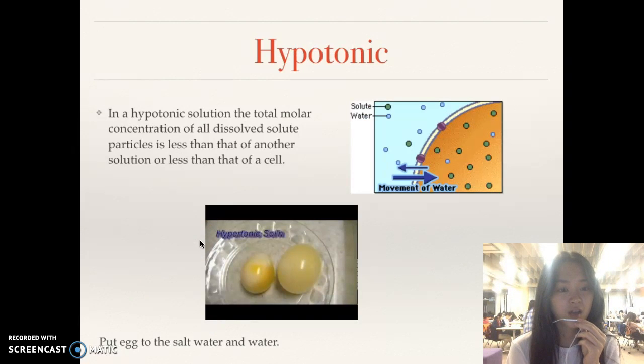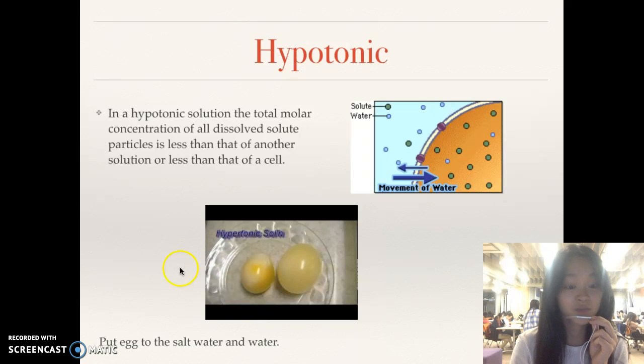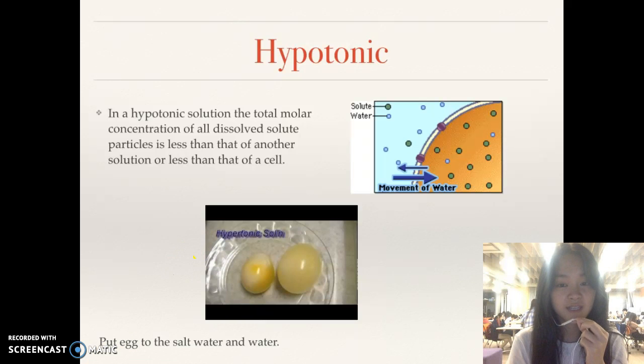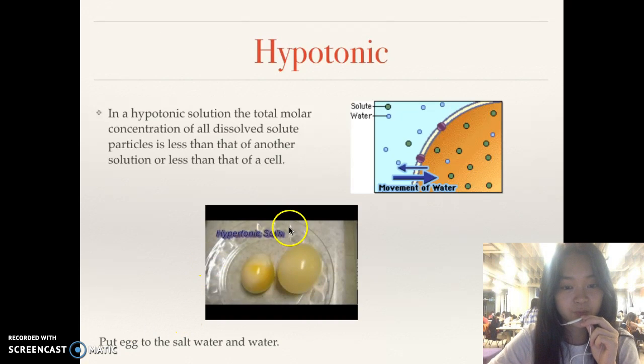In a hypotonic solution, the total molar concentration of all dissolved solute particles is less than that of another solution or less than that of a cell, which means that there are few solutes outside the cell. And more water will enter the cell, which may cause it to expand or burst. So let's look at this example.